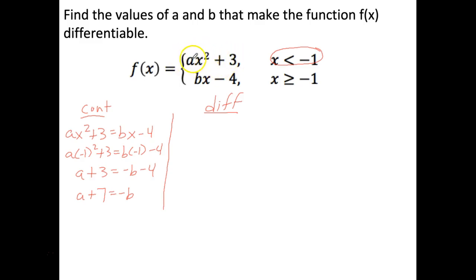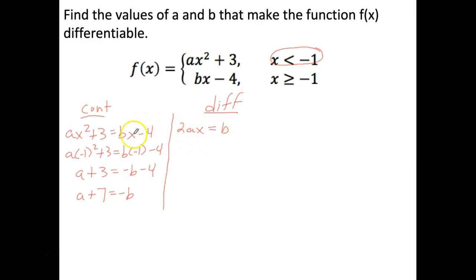That would be bringing the 2 down. Now this is not product rule because a is a constant. a is not a variable. So the derivative of that is going to be 2ax, and the derivative of 3 is 0. So that equals, let's take the derivative of this side. The derivative of that is just b. So we have these set equal to each other.